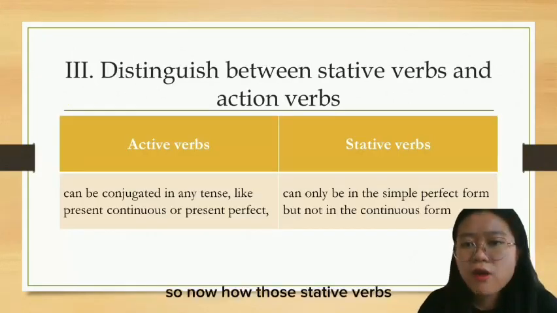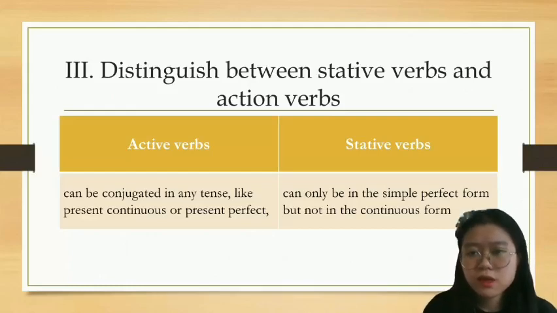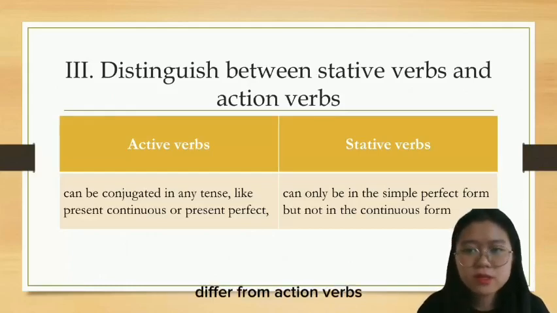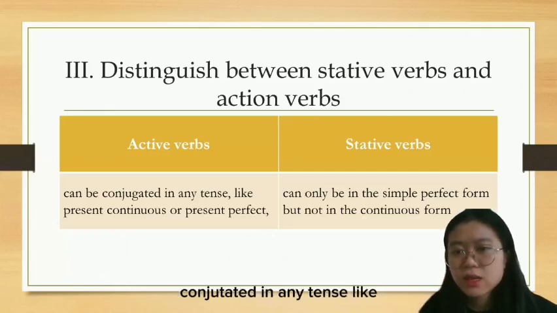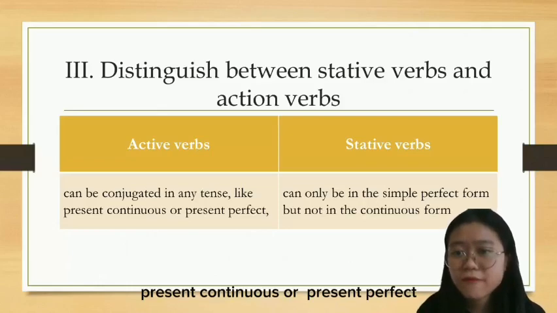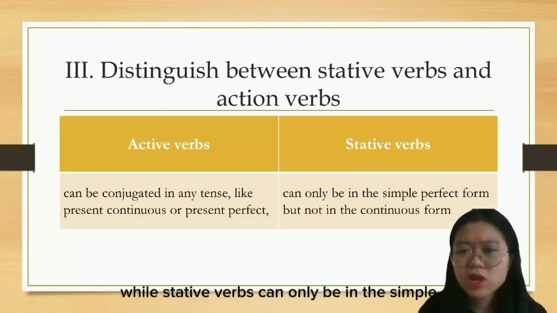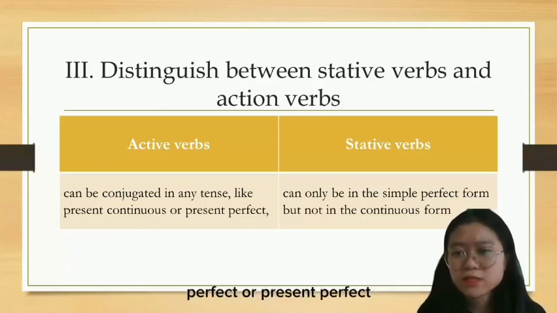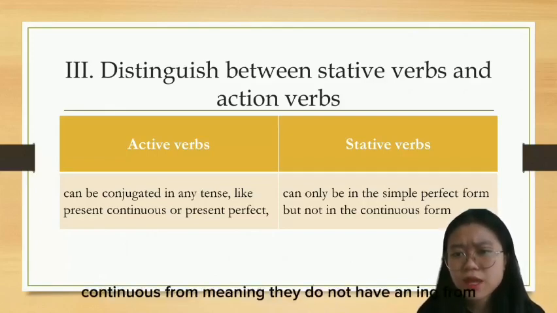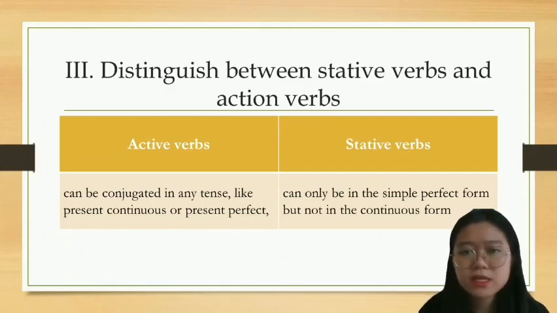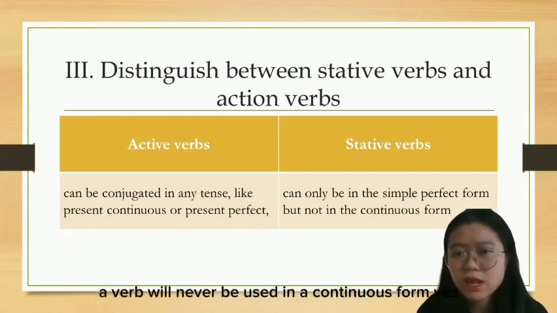So now, how do stative verbs differ from action verbs? Action verbs can be conjugated in any tense, like present continuous or present perfect, while stative verbs can only be in the simple or present perfect form, meaning they do not have an -ing form. Stative verbs will never be used in a continuous form.